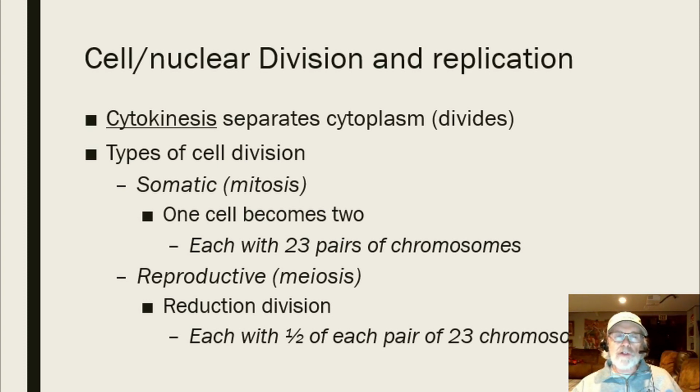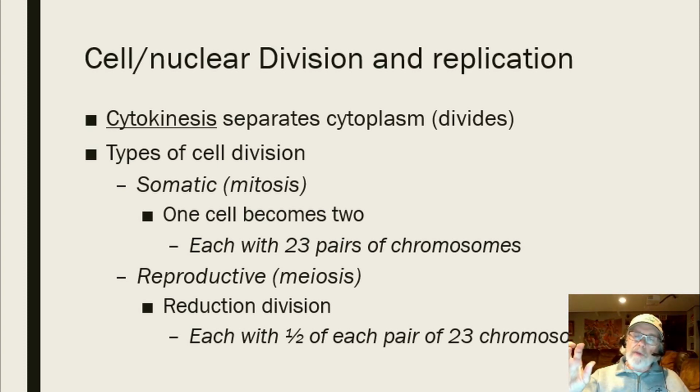Another type of cell division we have is called reproductive cell division, the function of which is meiosis, where this is actually a reduction division. This is where we have to deal with spermatozoa and ovum. The ovum is the female gamete. Gamete means the sex cell. The female gamete would be the ovum. The male gamete would be the spermatozoa.